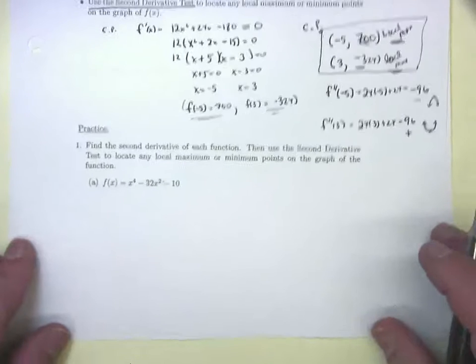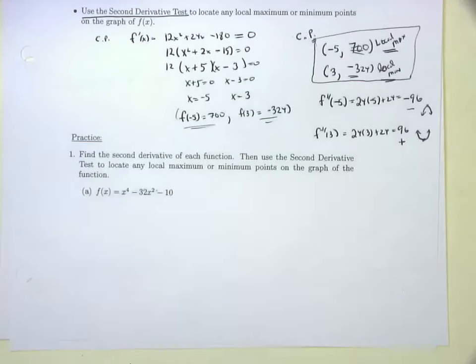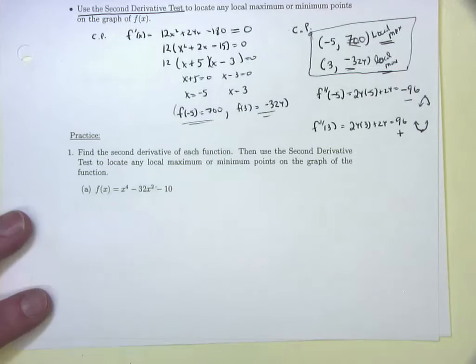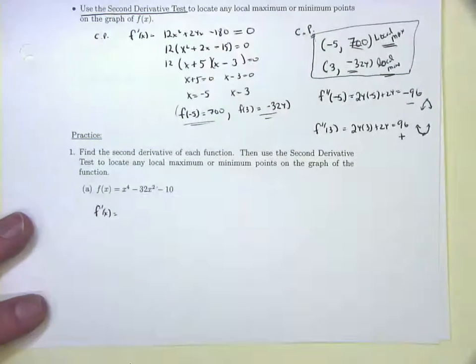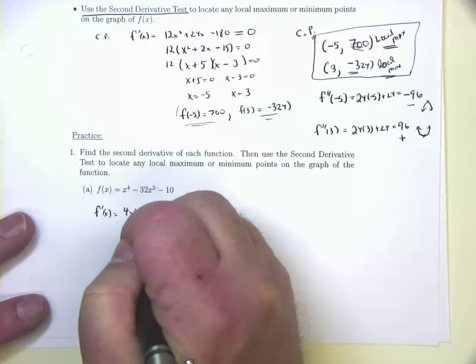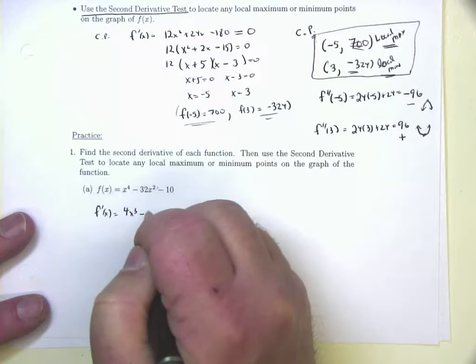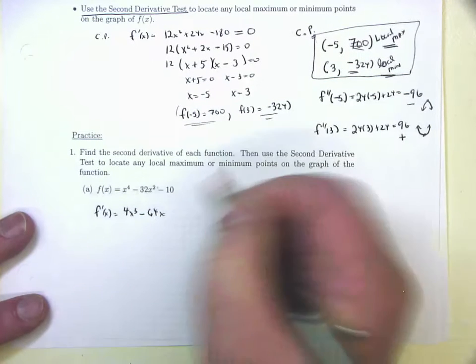So, take a look at your practice. Find the second derivative of each function and use it to locate any maximum or minimum point. So, pretty much more of the same. Let's take a look at this one here. I'm going to take my first derivative. Derivative of x to the fourth is 4x cubed. Minus the derivative of 32x squared is 64x. Derivative of minus 10 is 0.